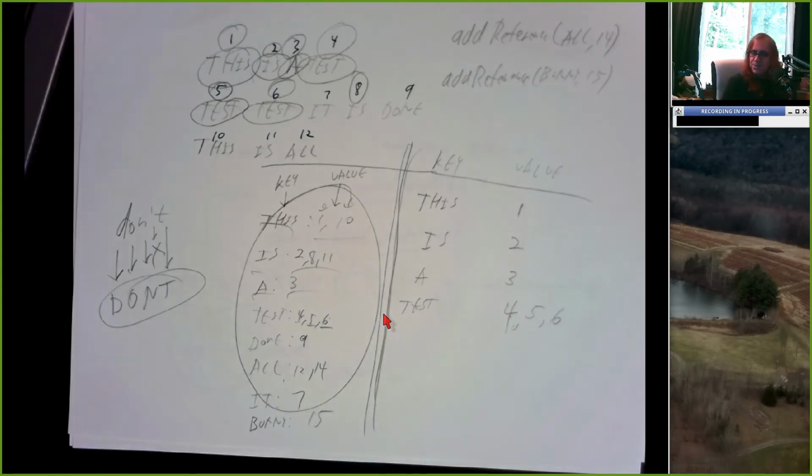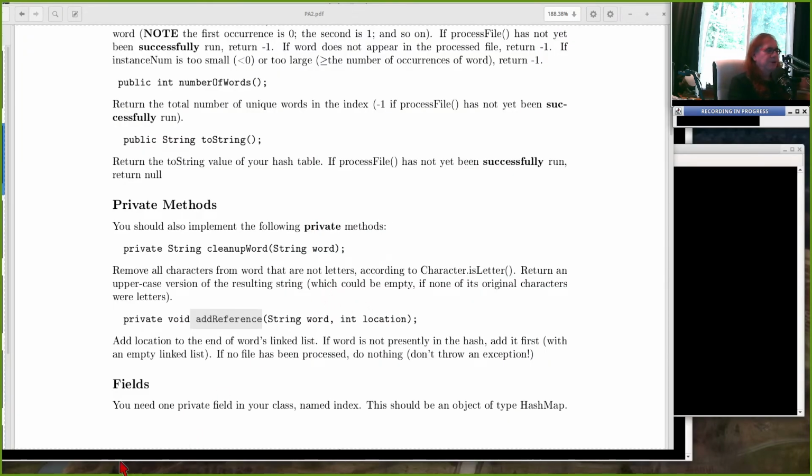Well, processFile is going to use addReference to do that, but I want you to break it out into a separate method. Deal. Cool. So this makes processFile pretty simple, right? Open up your file, read a word, clean it up, add a reference. Read the next word, clean it up, add a reference. So it's just a little while inputFile.hasNext. Read the next line, clean it, add it as a reference. All right, so you're going to have at least one field in your class named index that should be private, no access from outside. It's an object of type HashMap. We're going to talk about HashMaps after break.